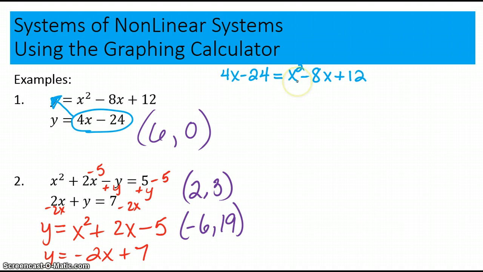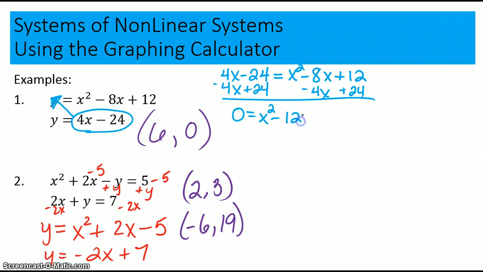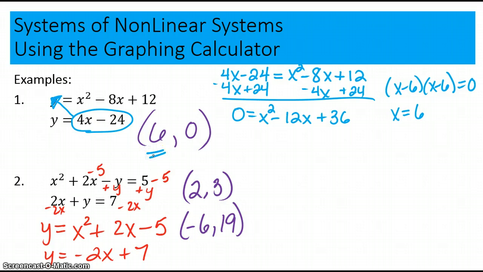Now this is an x squared, so what we're going to try to do is get everything equal to 0, and then hopefully factor. So minus 4x, plus 24 to both sides. We end up with 0 equals x squared minus 12x plus 36. We are going to go ahead and factor this. And this factors into (x minus 6) squared. x minus 6 equals 0. Set our parentheses equal to 0, so x equals 6. Which again is what we got when we did this graphically, so that's good.